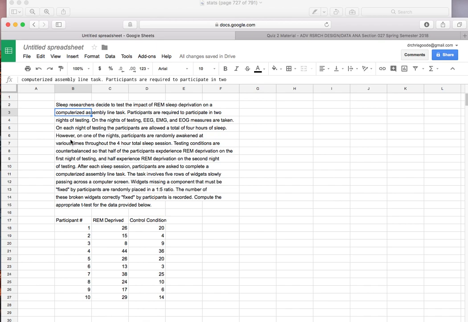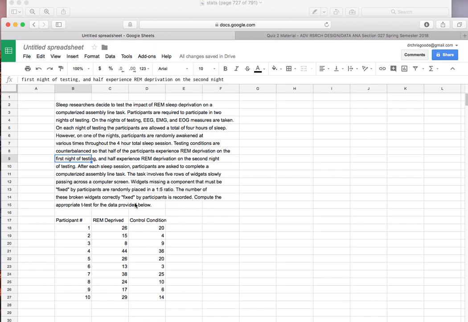However, on one of the nights, participants are randomly awakened at various times throughout the 4-hour total sleep session. Testing conditions are counterbalanced. That's good. So half the participants experience REM deprivation on the first night, half experience it on the second night. After each sleep session, participants complete a computerized assembly line task. The task is 5 rows of widgets slowly passing across a computer screen. Widgets missing a component that must be fixed are randomly placed in a 1:5 ratio, and the number of broken widgets fixed by the participants is recorded.